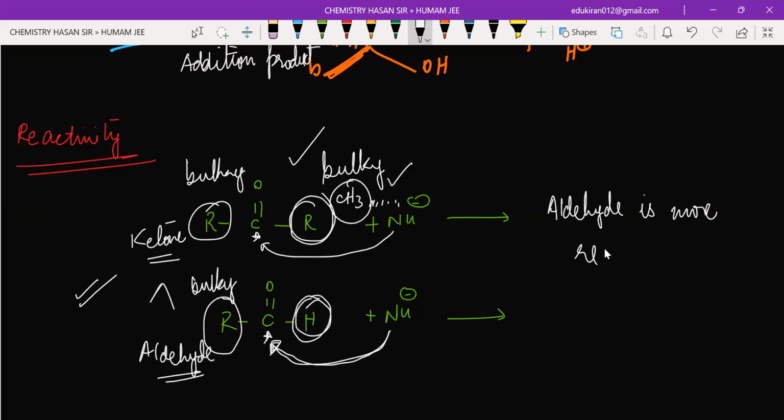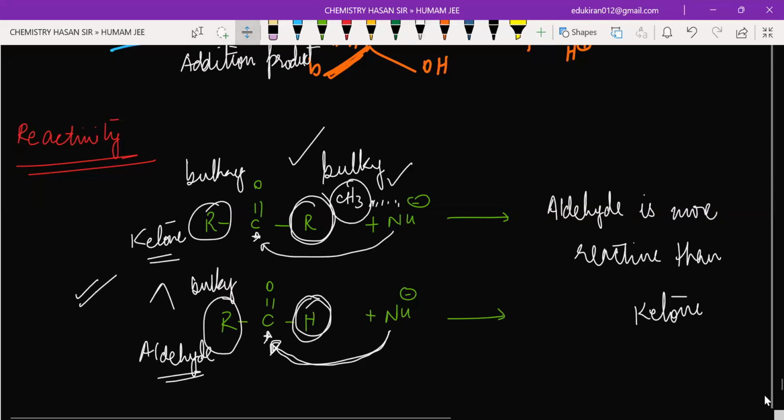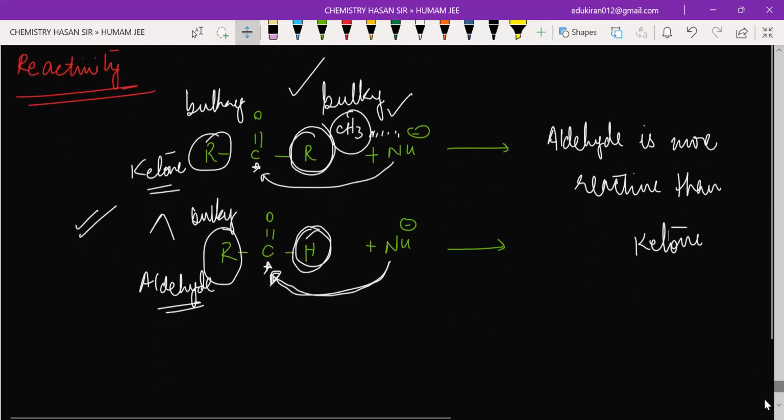Aldehyde is more reactive than ketone. Are you getting my point? I will write a whole sentence about this. Have you got it, Austin and Humam? Yeah, this is the reason I wanted to hear.